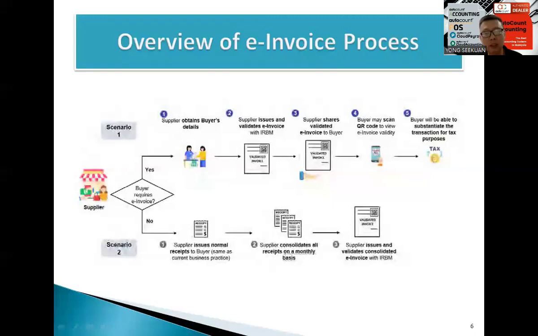Scenario 2 is where the buyer wouldn't request the invoice, like when you go to a restaurant, a mini market, or a supermarket, you won't give your company details to issue the invoice. They just give you the receipt, right? So in e-invoicing we call that consolidated. We will discuss later how this consolidated invoice looks like.